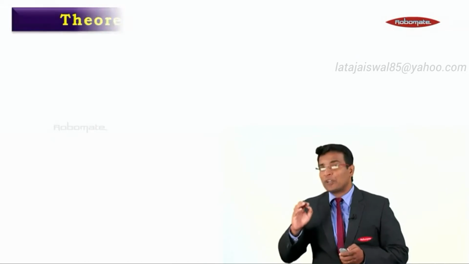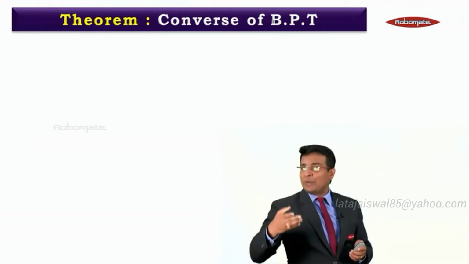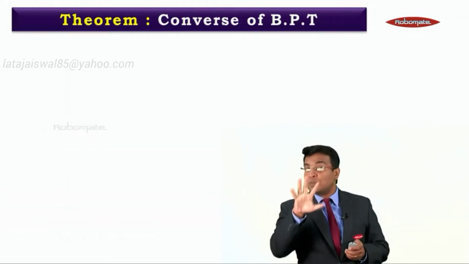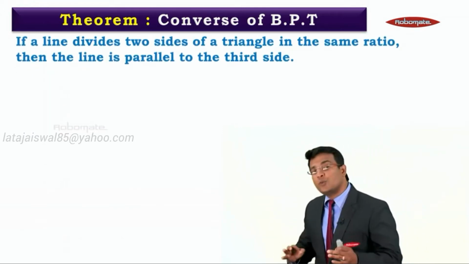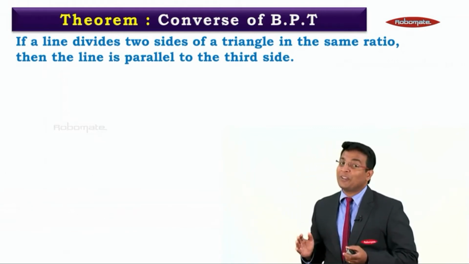Let's learn a very important concept, and it is nothing but a theorem, and that is the converse of BPT. We have already learned BPT and we have also learned the converse of BPT, but only the application. Now let's prove the particular theorem. The statement says that if a line divides two sides of a triangle in the same ratio, then the line is parallel to the third side.